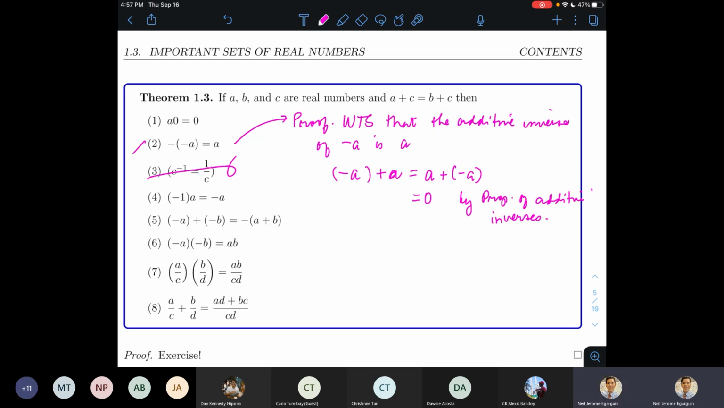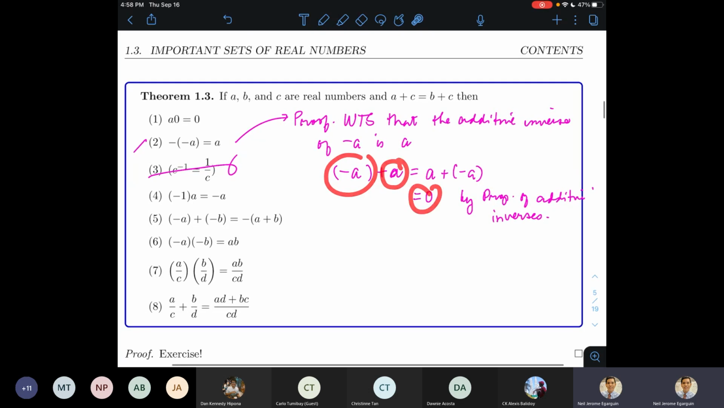And so finally, since negative A plus A is equal to 0, I can say that the additive inverse of negative A is equal to A. So I can conclude that the additive inverse of negative A is equal to A. And that ends the proof.